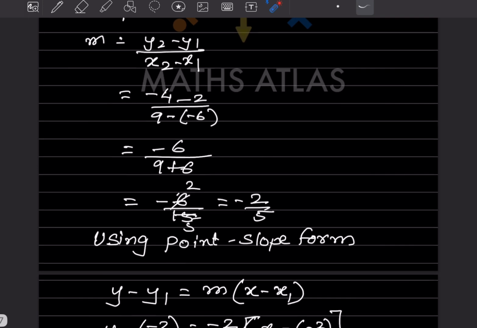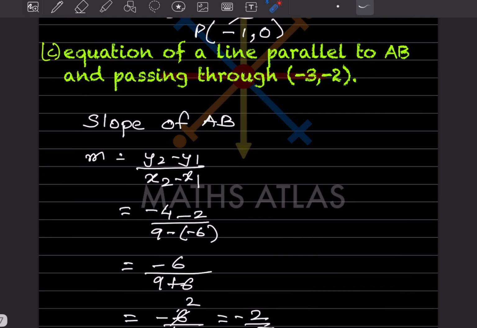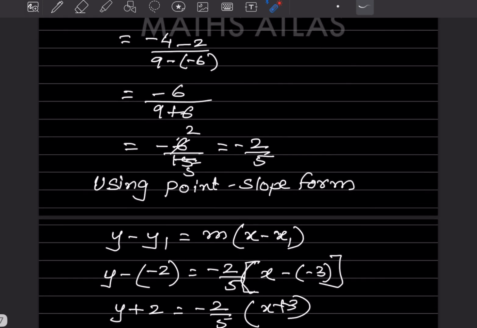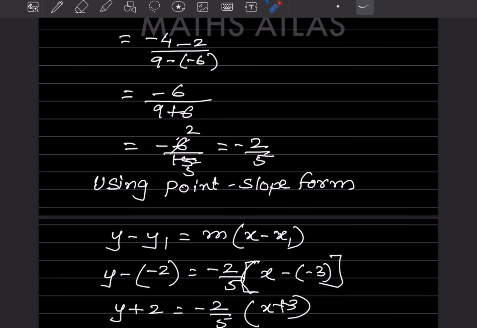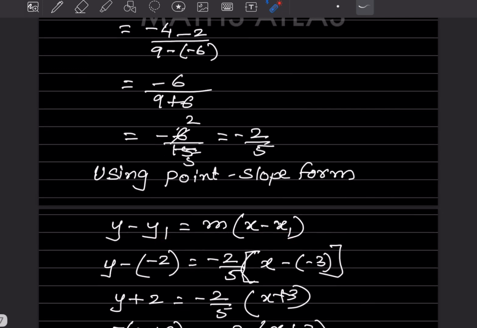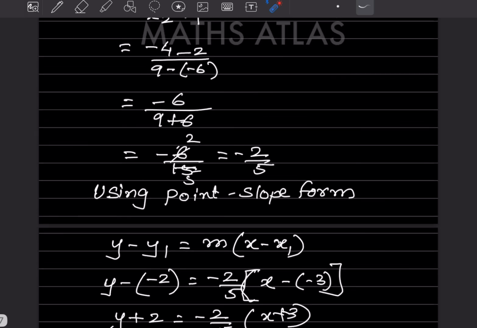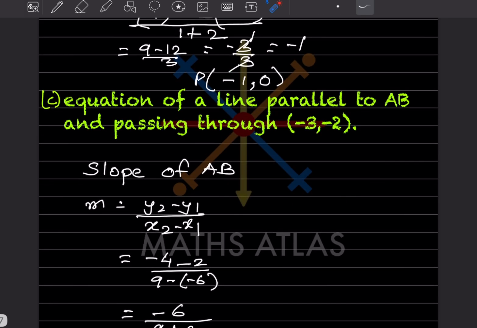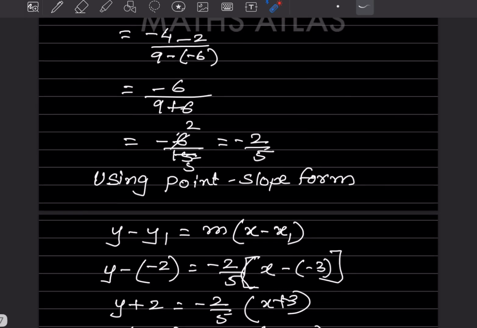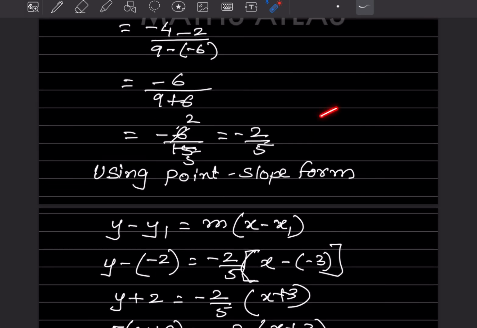So now again what will you do? Because we want the equation of a line. So using the point slope form, that is y minus y1 is equal to m into x minus x1. This is the formula again what you have to remember. So again you don't know the values of x1, y1. So what will you do? Now here we have the line passing through minus 3, minus 2. So what is that? Minus 3, minus 2.